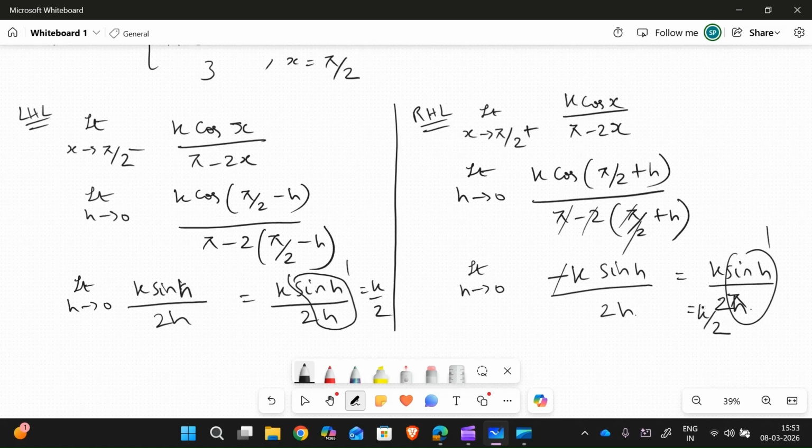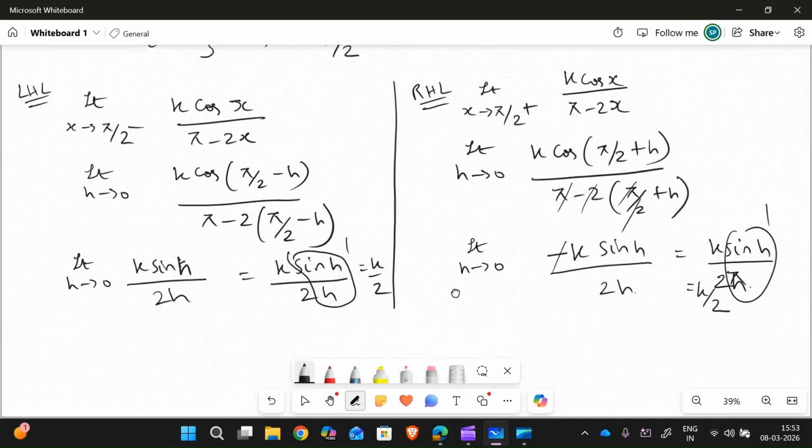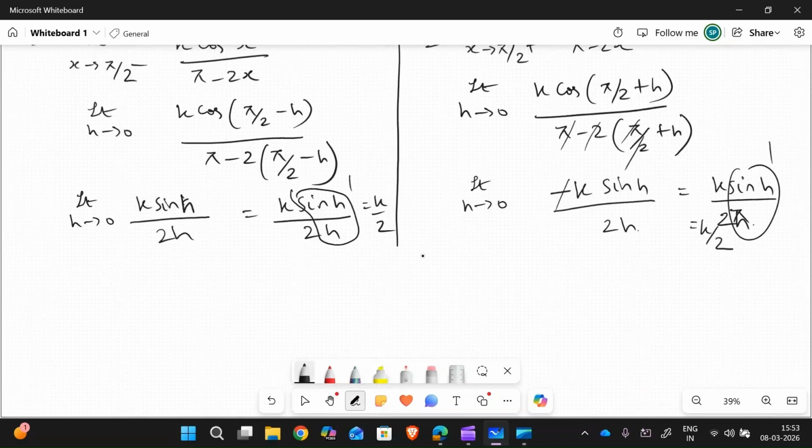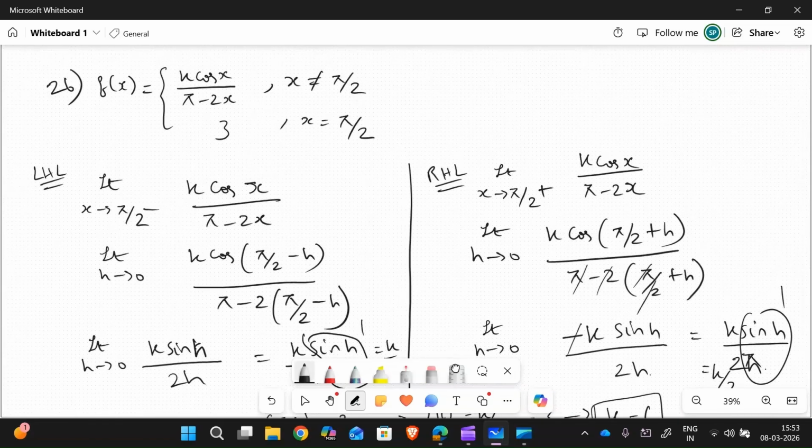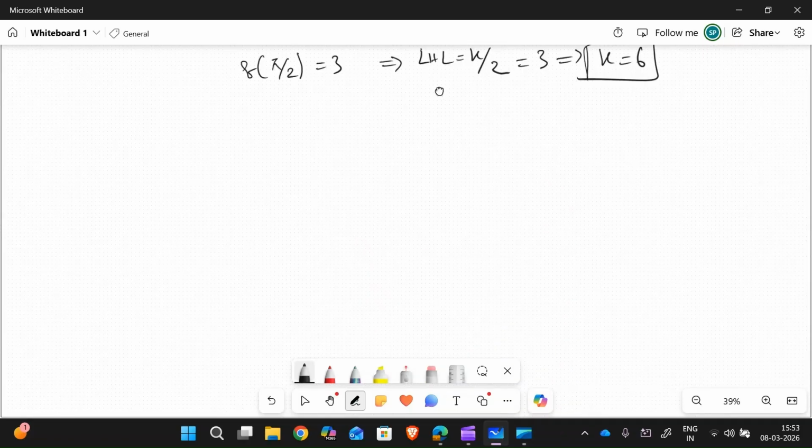Actually, in this question, we need not calculate LHL and RHL separately. They have given it as continuous, so LHL and RHL should be equal. So what you can do instead, you can directly take the LHL value, and what is f of pi by 2? They have given it as 3. So LHL is k by 2, so this will be 3, which gives k equal to 6. For k equal to 6, this function is continuous. Understood? This is a little tricky question.